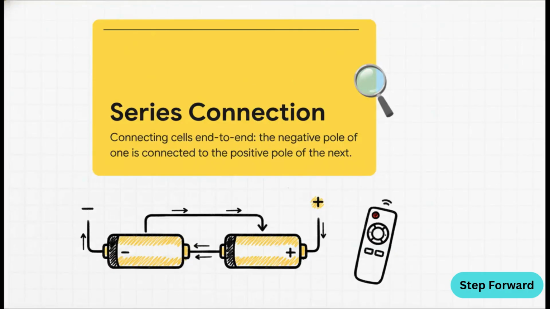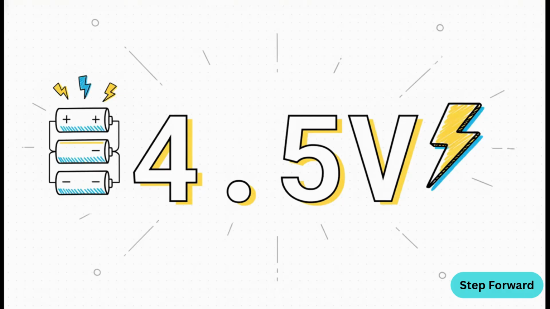First up, we've got a series connection. You're probably super familiar with this one, even if you don't know its name. It's what you do when you put batteries in a TV remote. You place them end to end, connecting the negative side of one to the positive side of the next, making a little chain. So, why do we connect them like this?